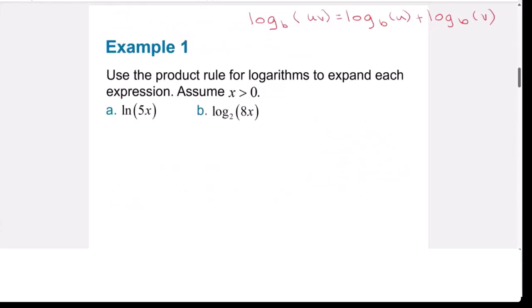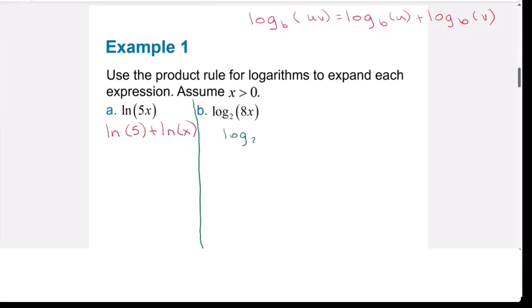Here with the natural log, I have the natural log of 5x. Because it's multiplication, 5x means 5 times x. All I have to do is separate it into two separate pieces. Now, B is similar but a little different, and I'll show you why.